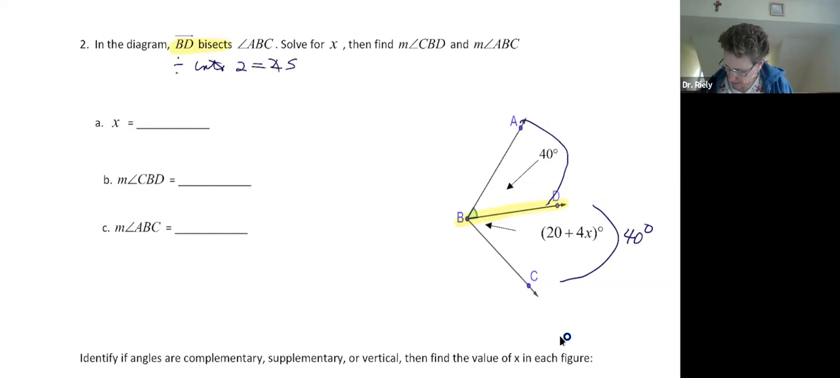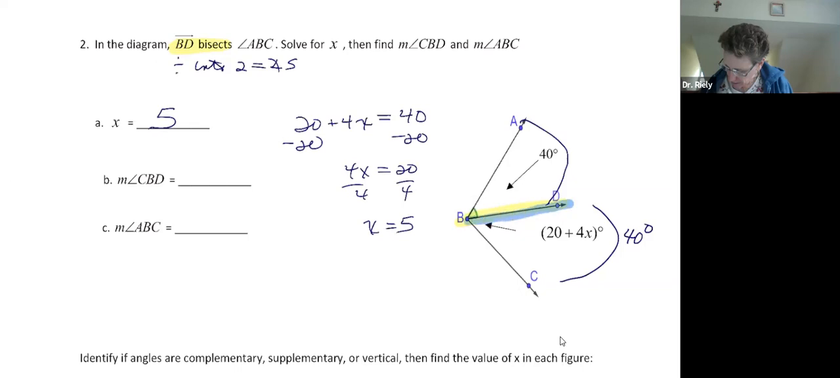Okay, they ask us to find x. If I do my 2-step problem, I get 4x equals 20, divide by 4, divide by 4, I have x equals 5. Boom. Now, measure of angle CBD, which angle is that? That's the one we just solved for. So this is CBD right here. Now, I know it's 40 degrees because it has to be the same measure as angle ABD.